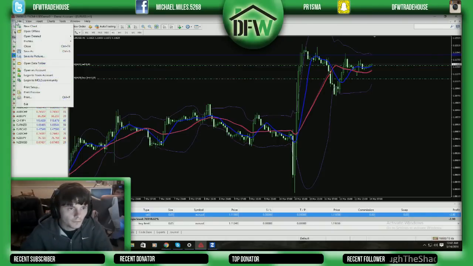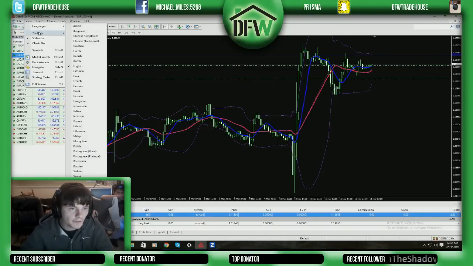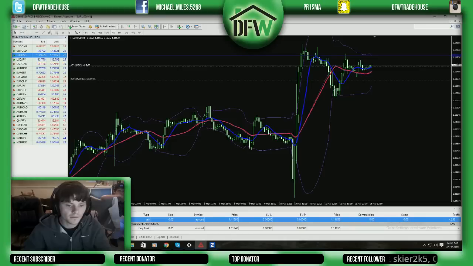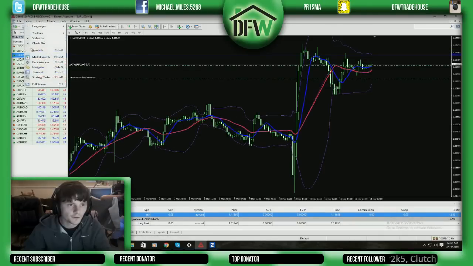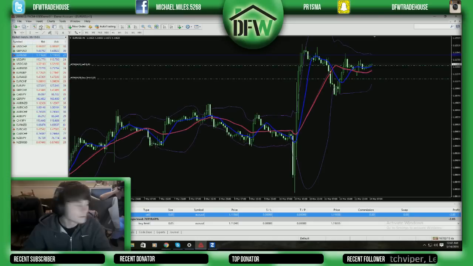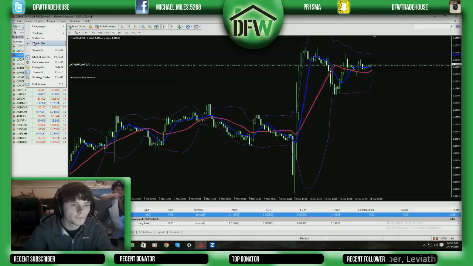Now we know what File does, obviously. View, Languages, Toolbars. All the toolbars are everything that we have discussed tonight. The magnifying glass, new order, all of this stuff is right there. Status bar: if you uncheck it, then the status bar is gone from down here, so you can bring it right back. The charts bar, you can get rid of that and bring it right back.